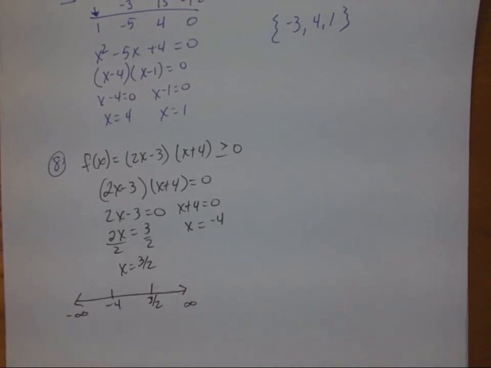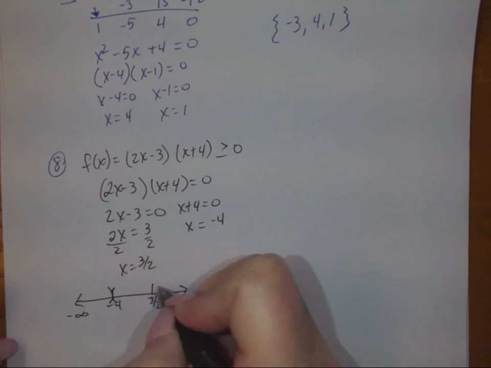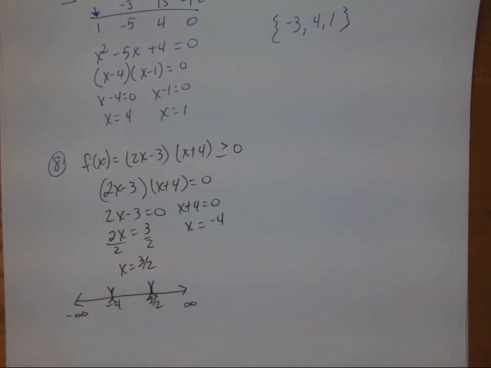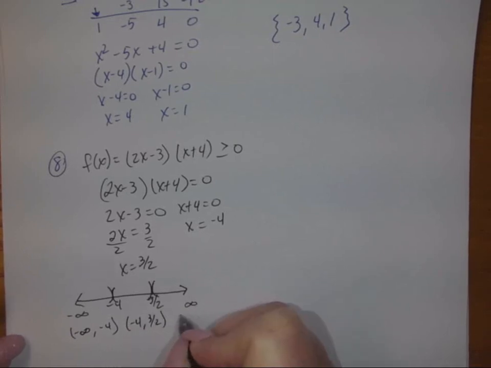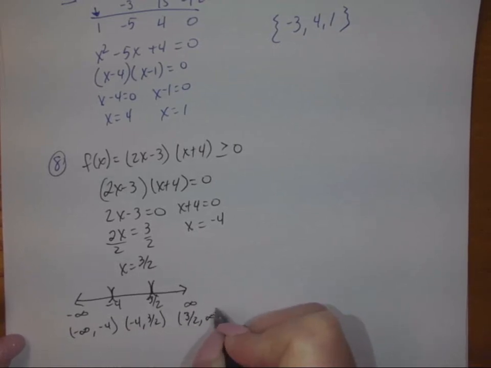You don't have to put a whole bunch of numbers on there. You just want to find the intervals of the possible solutions. So we're going to put parentheses at each part here. So -infinity to -4, and -4 to 3/2, and 3/2 to infinity. Those are our possible solutions.